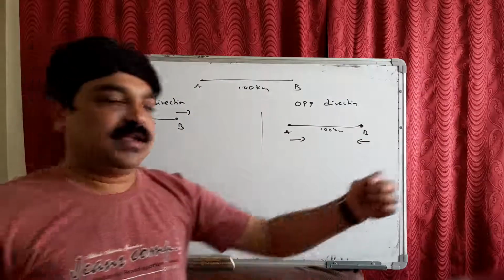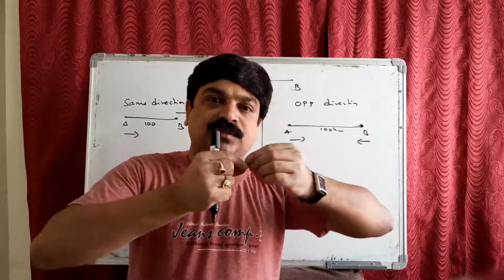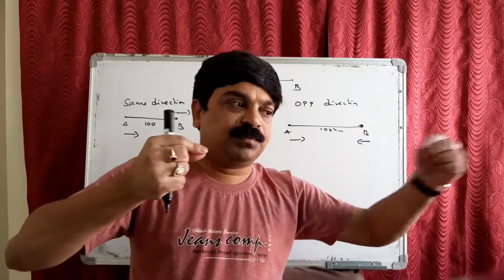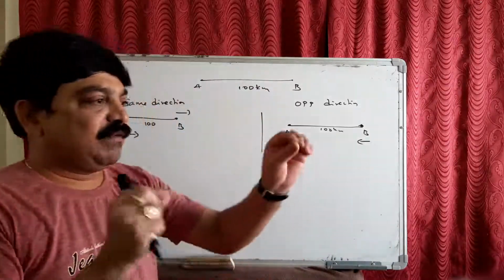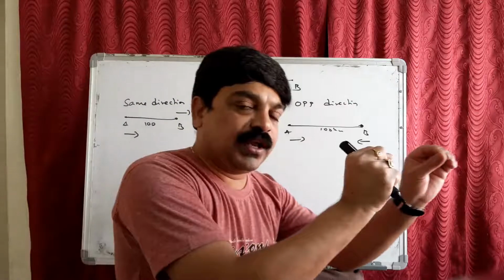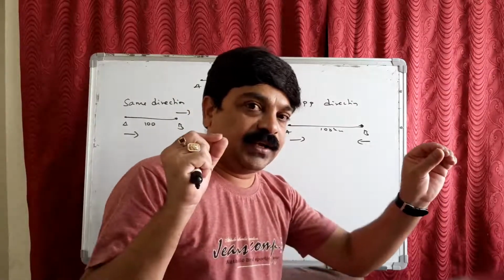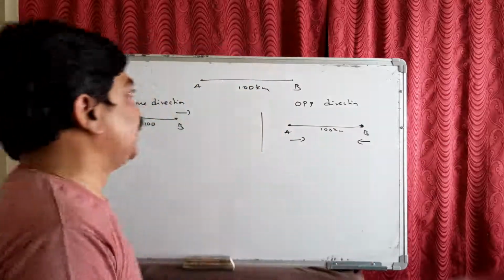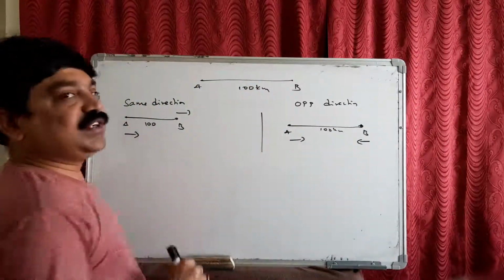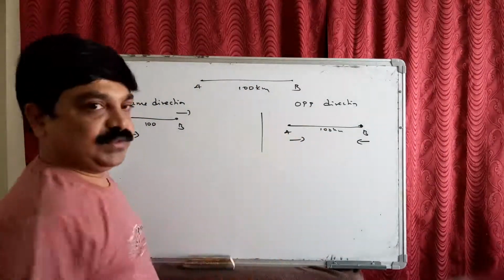In the same way, when they come from different directions, that means A towards B and B towards A, they also meet. There are 2 cases. One is when they go in the same direction, A should meet B because A should have more speed. That means 2 cases arise: one when they move in the same direction, and one when they move in opposite directions.